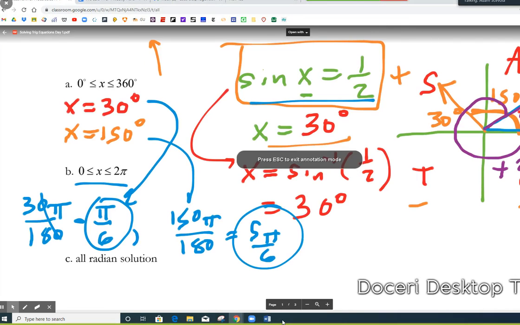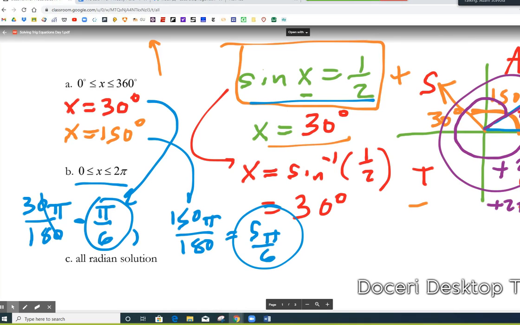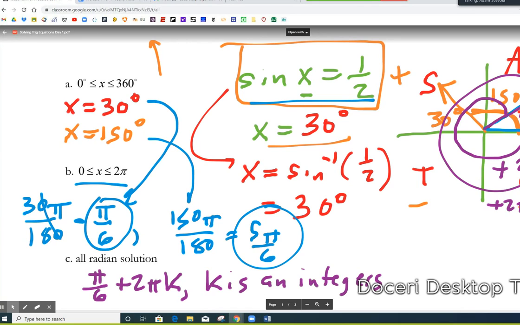And you could keep adding 2 pi. You could just keep adding multiples of 2 pi and find coterminal angles. So when it asks you to find all radian solutions, you're going to take your angle, pi over 6, and you can add any multiple of 2 pi. So the way we express that is 2 pi times k, where k is an integer. Remember, integers are whole numbers, positive or negative. It's like 1, 2, 3, or -1, -2, -3.